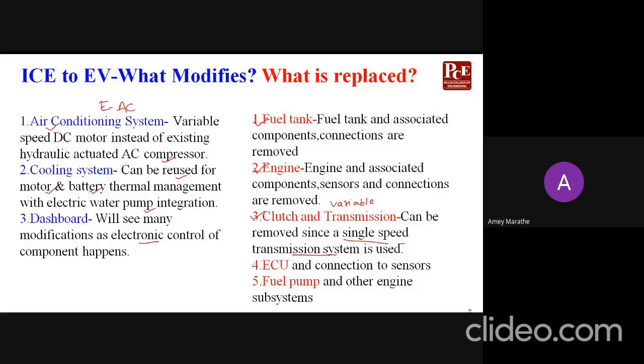ECU. So the ECU and its connection to the sensors will be replaced. Now this ECU will be replaced by something which is called VCU, vehicle control unit. But this will go away. The fuel pump and other engine subsystems will be replaced.